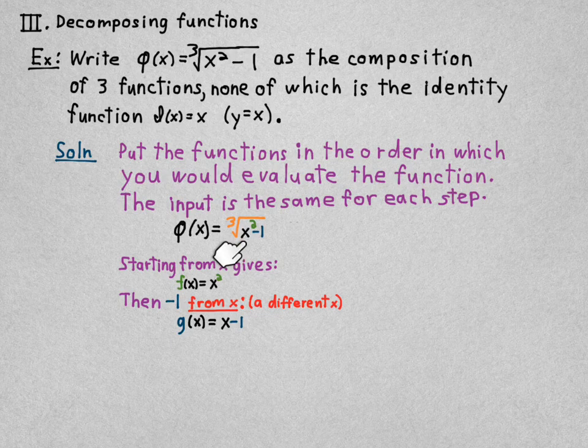So after squaring it, I want to use the subtract 1 function. So subtract 1 from what? Subtract 1 from x. That's all I'm thinking, okay? And then next I want to use a cube root function. Cube root of what? Cube root of x. So h of x equals cube root of x. Now I need to compose them, and I have to say which order I'm composing them in because it makes a big difference. The order will be, well, I would write it out.